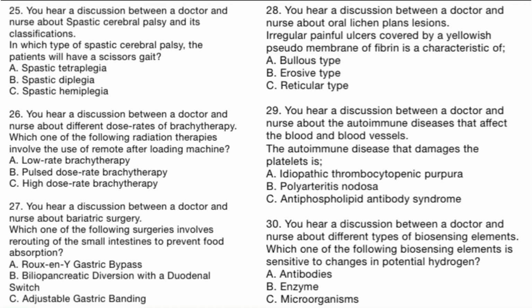Well, polyarteritis nodosa is a severe autoimmune disease affecting the small and medium-sized arteries that become inflamed and damaged. Idiopathic thrombocytopenic purpura causes damage to the blood platelets that are essential to formation of blood clots. Antiphospholipid antibody syndrome leads to damage to blood vessels. Hemolytic anemia is caused when the immunological cells damage the blood cells.